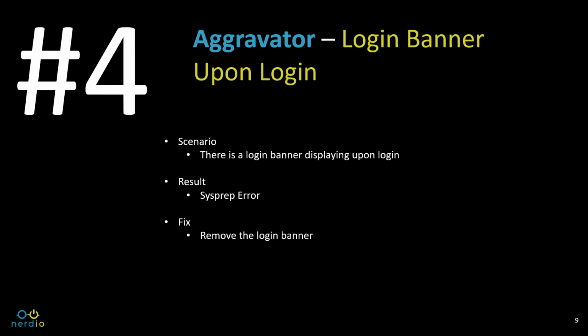Aggravator number 4 is a situation where the technician has set up a login banner to display when users first log in. This is normally great, but the only downside in an environment leveraging Sysprep is that this banner also prevents the local admin account from logging in to run the interactive Sysprep process, which subsequently throws an error. So the fix for this is pretty simple. Just remove the login banner and you should be good to go.